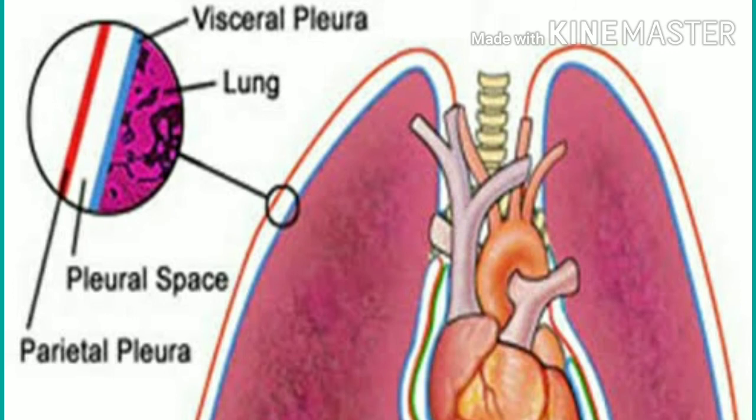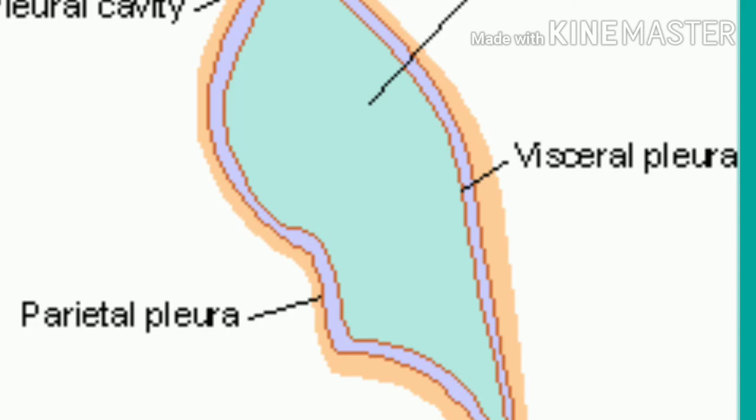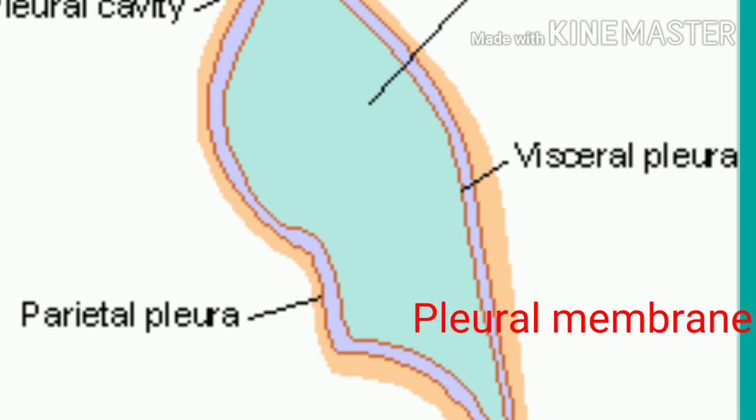Okay, now we are going to discuss the protective membrane of the lungs. Each lung is enclosed with a protective double-layered membrane that is called the pleural membrane. The word pleura means side. It is the membrane which encloses the lungs.